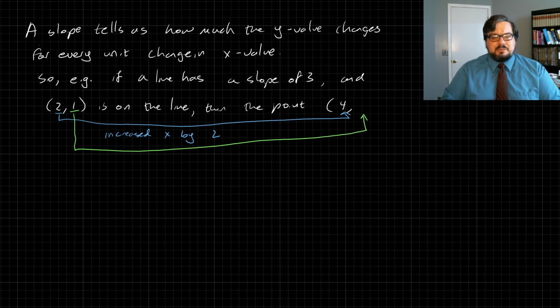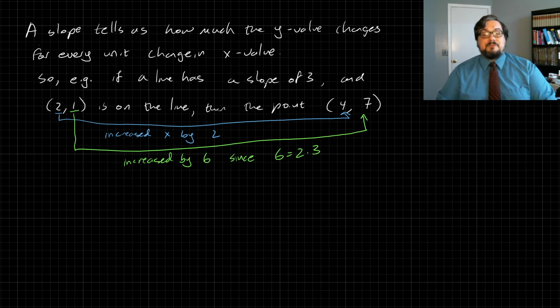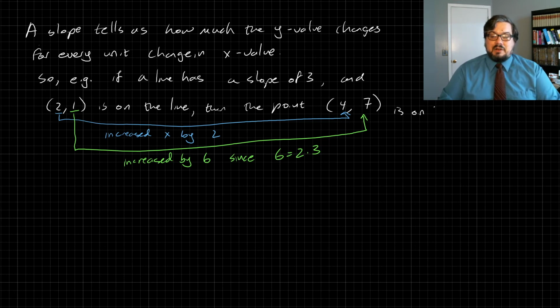So this is going to be increased by 6, since 6 equals 2 times 3. So if (2, 1) is on the line and the line has a slope of 3, then that means that the point (4, 7) is on the line. So the slope tells us how much the y value changes for every change of 1 in the x value.